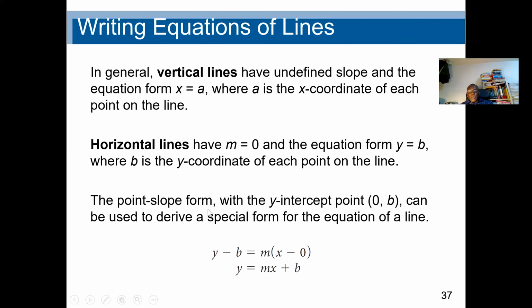So here we say the point slope form with the y-intercept point can be used to derive a special form of the equation for a line. So y minus b equal to m times x minus 0 is the same as y equal to mx plus b. So here we have the slope-intercept form of the equation.